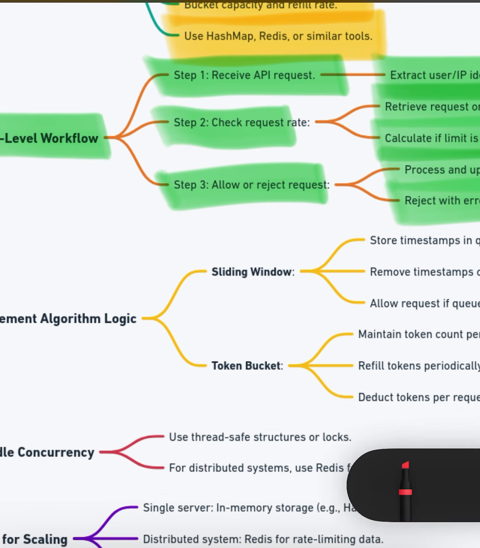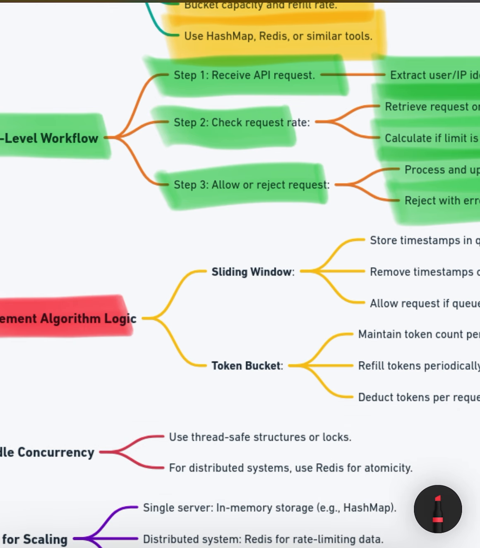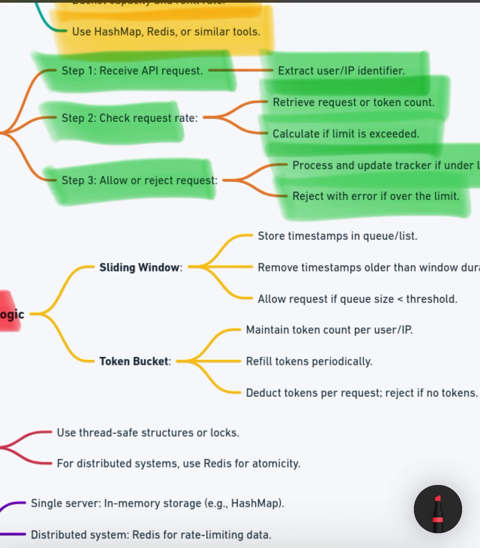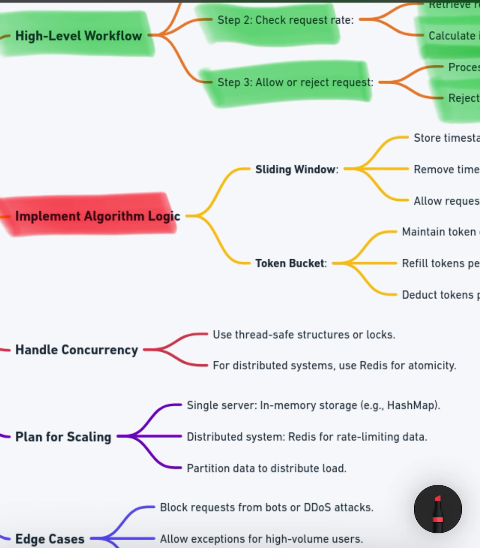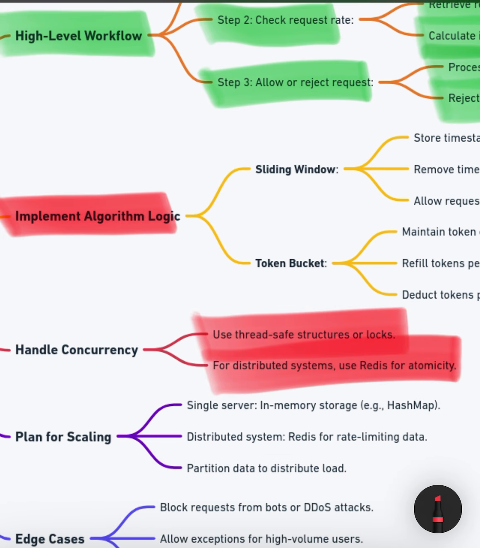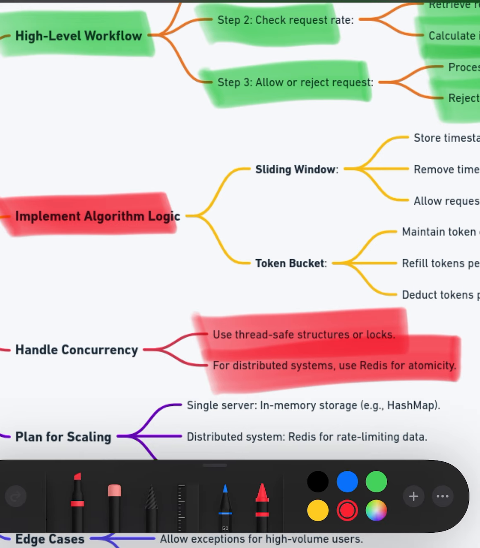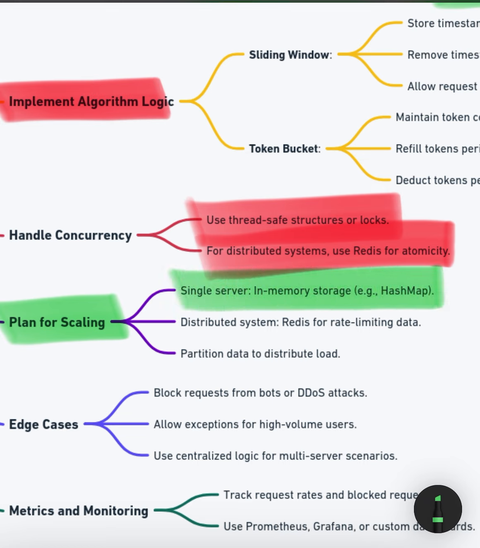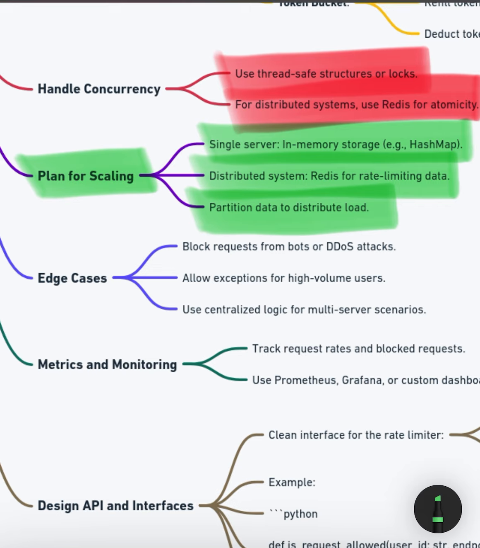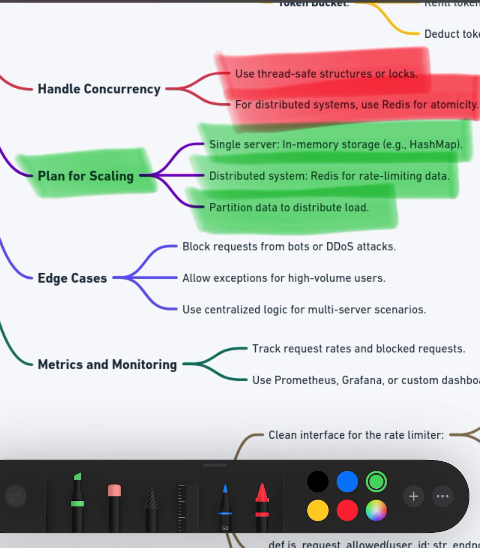6. Handle concurrency. If your system processes multiple requests simultaneously, use thread-safe data structures, e.g., synchronized objects. For distributed setups, use tools like Redis or etcd for atomic updates. 7. Plan for scaling. Small-scale systems use in-memory storage like hash maps for simplicity and speed. Large-scale distributed systems use distributed tools like Redis to store rate-limiting data and maintain consistency. Load distribution. Partition data by user or IP to balance the load across servers.